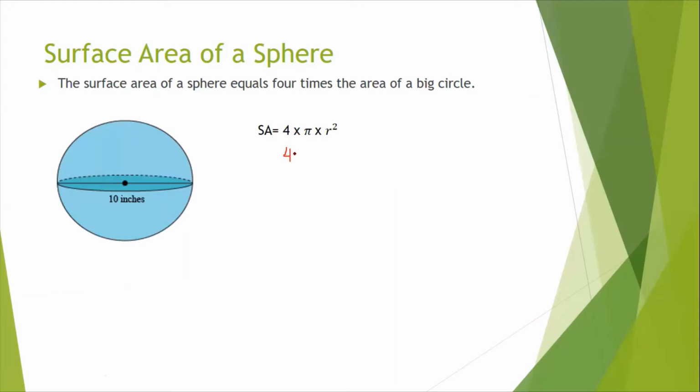Okay, so this time, let us just put the following. So we have here 4 times our pi, which is 3.14, times our radius, and since we have here 10 diameter, the radius is half of it, 5 squared. So 5 times 5, that is 25, times 3.14 times 4. Okay, so let's start with 4 times 3.14.